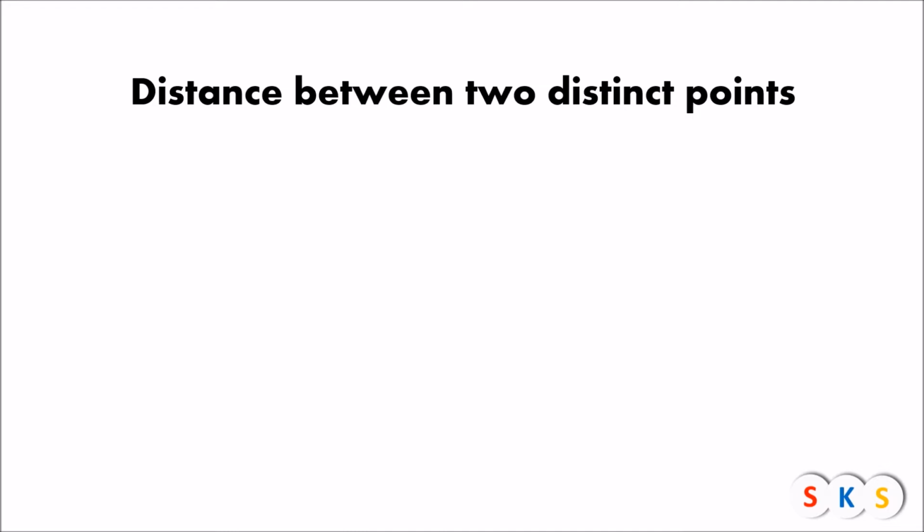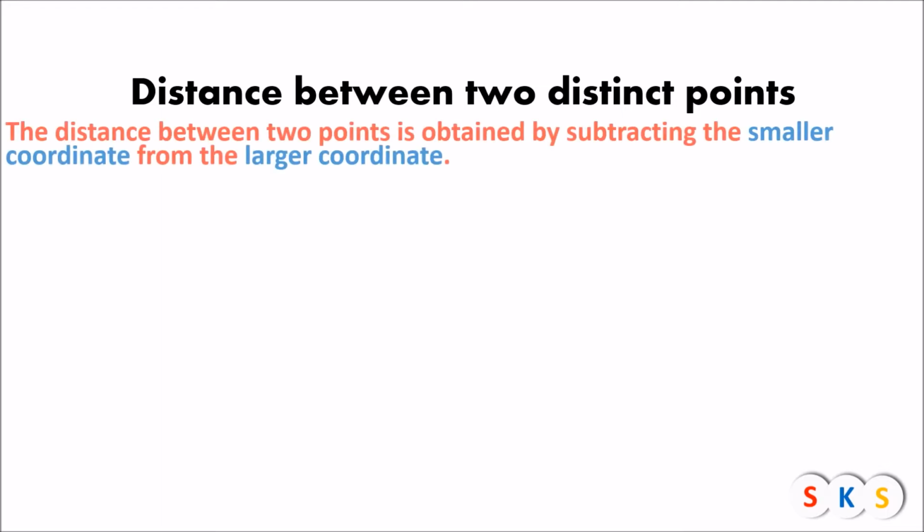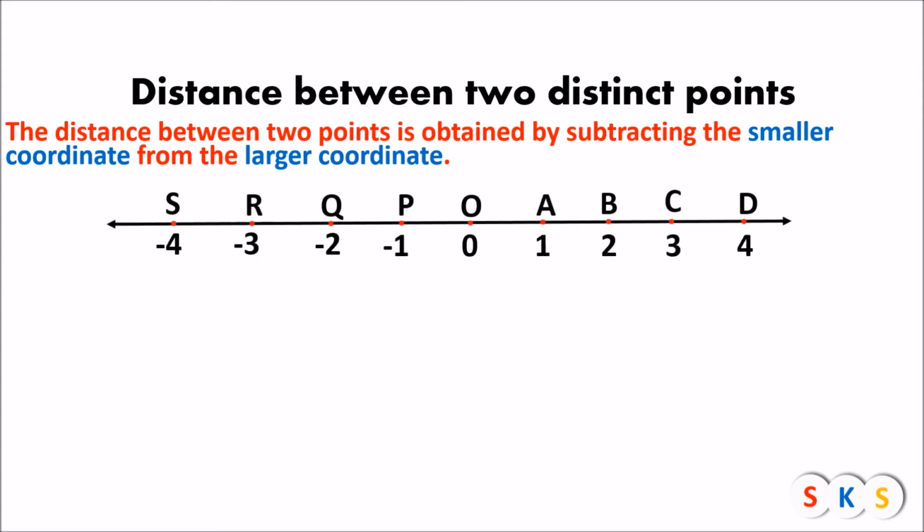Distance between two distinct points. What do you mean by distance between two distinct points, or how to calculate the distance between two distinct points? The distance between 2 points is obtained by subtracting the smaller coordinate from the larger coordinate. Now we will try to understand this with the help of an example. Here we have a number line.